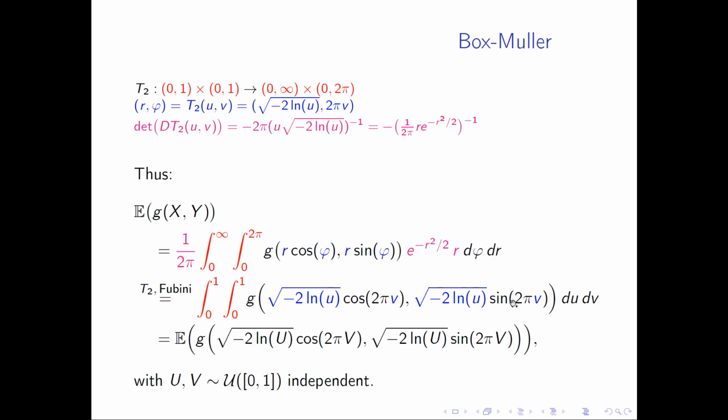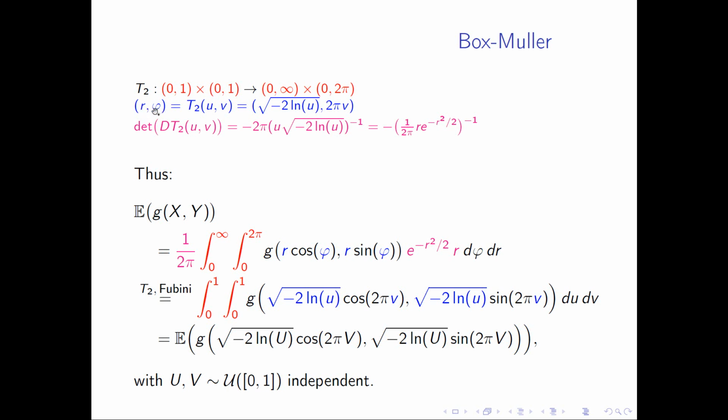And now again with colors. So once again, 0 to infinity, 0 to 2 pi is now 0, 1, 0, 1 by the definition of u and v. Blue is the exchange of the variables.